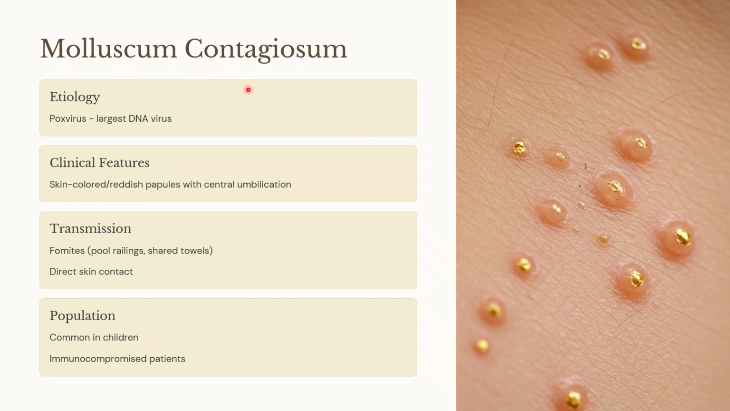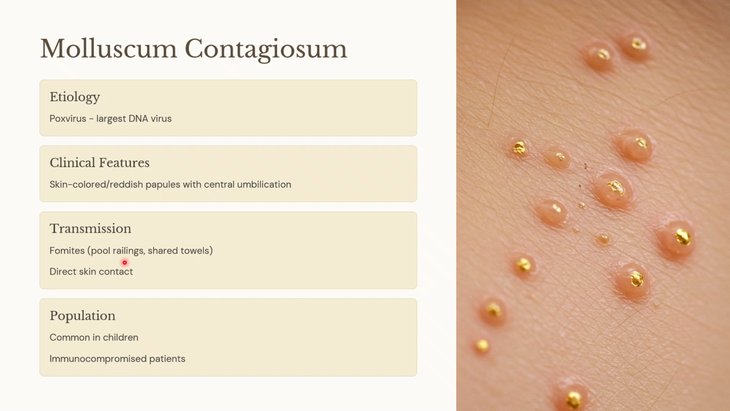Let's see about molluscum contagiosum. Molluscum contagiosum is due to a pox virus. It is the largest DNA virus. Here there will be skin colored or reddish papules with central umbilication. The virus stays in fomites, that is, inanimate objects which can hold the virus and transmit it to people. For example, pool railings and shared towels can result in molluscum contagiosum.